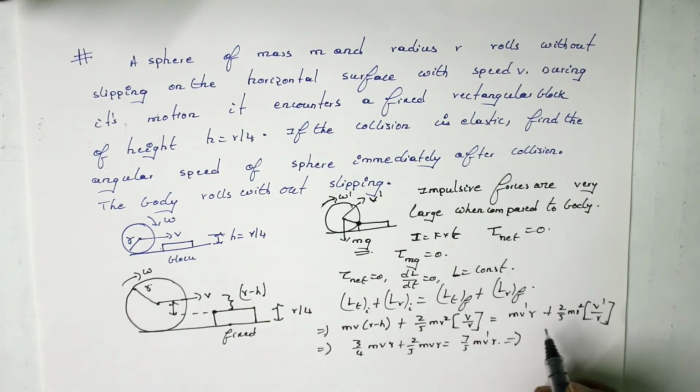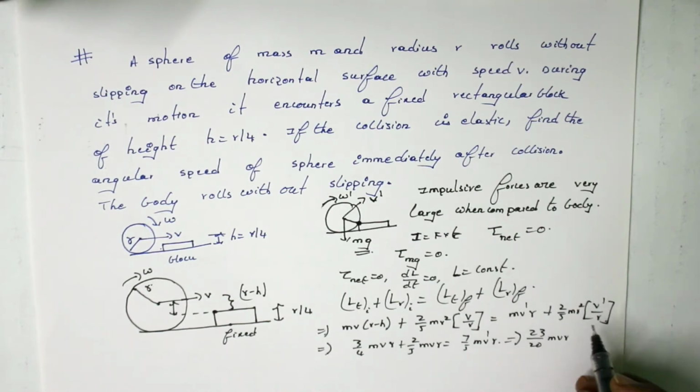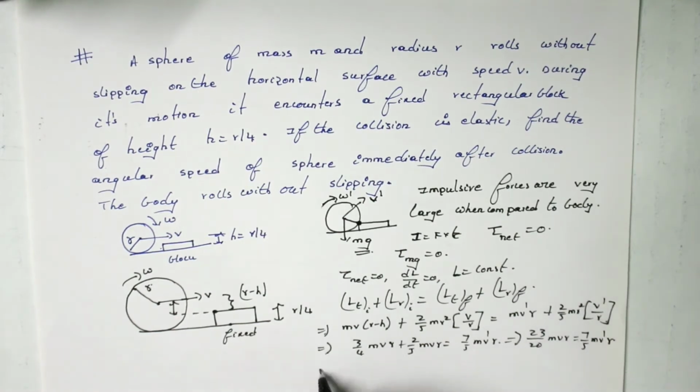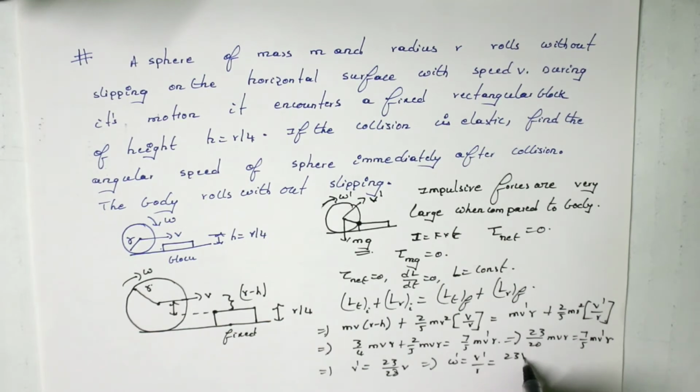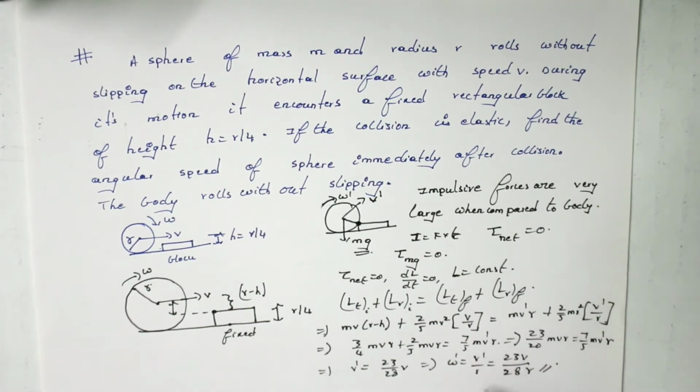So further, if I simplify this one, then I should get 23 by 20 mvr is equal to 7 by 5 mv dash into r. So from this, if I calculate v dash, then it should be equal to 23 by 28 v. So therefore we got this velocity. Once we get velocity, we can very easily calculate angular velocity, which is omega dash. So omega dash is equal to v dash divided by r, which is equal to 23 v divided by 28 r. So this is our answer for final angular velocity after the collision.